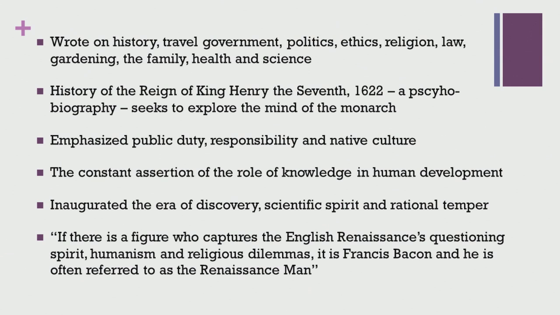And talking a little bit more about Bacon's works, he wrote widely and extensively on a range of topics such as history, travel, government, politics, ethics, religion, law, gardening, family, health, science. One could in fact go on. If you are familiar with Bacon's essays, you would know that he had written about almost everything under the sun. And a couple of other works are particularly of interest to us. He had written a history of the reign of King Henry VII. This was published in 1622, and this is considered as a psychobiography, given that he sought to explore the mind of the monarch Henry VII in this work.